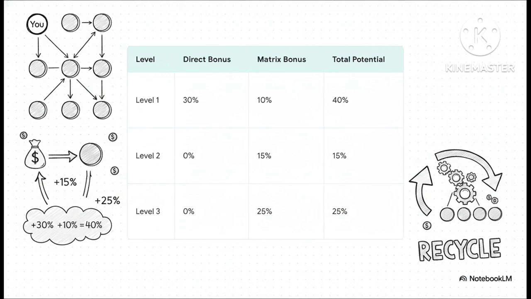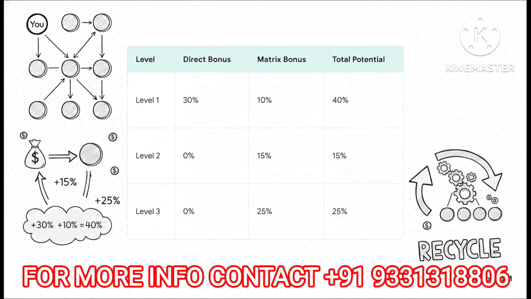The system uses what's called a 2x2 matrix structure, and it pays out down to 3 levels. So if you directly bring someone in on your first level, the contract automatically fires off a 30% direct bonus to you, plus a 10% matrix bonus. That totals a 40% payout instantly sent straight to your wallet. Now, if a user lands on your second level, the contract triggers a 15% matrix bonus. And down on the third level, which holds 8 total positions, every single time a user lands there, a 25% matrix bonus is triggered.